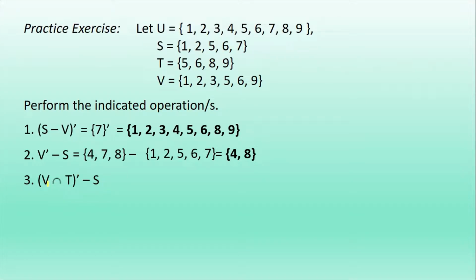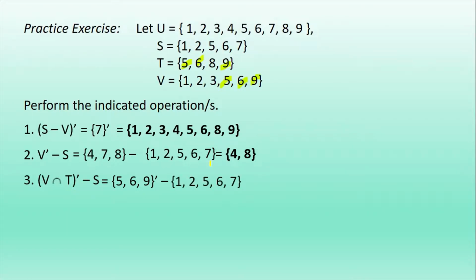So again, perform this first. What is the intersection of V and T? The intersection of V and T is the common elements. We have 5, 5. We have also 6 and 9. So the common to these two sets are 5, 6, 9. Then we also write the complement, then minus the elements of S.